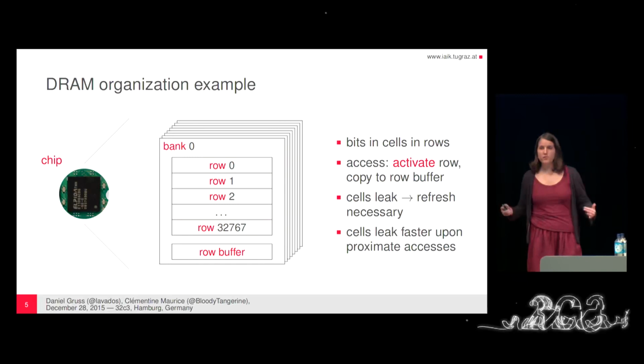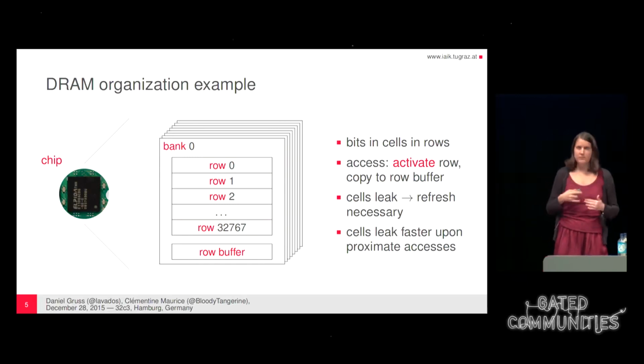So this is a logical view. We're not really interested in how it's actually implemented. We have our data, the bits, in the cells in these rows, and we can access only row per row. When you want to access some data, the DRAM will issue an activate command on the row, which will copy the data into the row buffer. And due to how the DRAM is designed, the cells are leaking. So we have to refresh to put the charge back so that we won't have any data loss. And these cells are actually leaking faster upon proximate accesses, which leads to the Rowhammer bug.